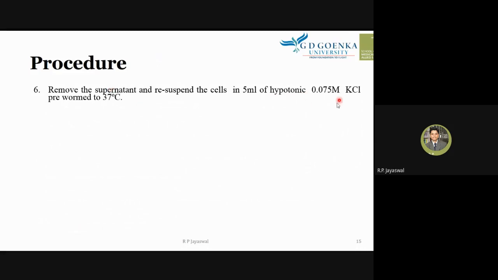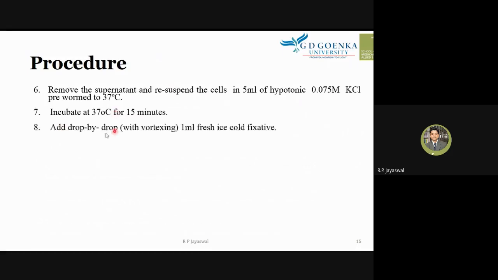So this is the potassium chloride pre-warmed at 37. This should be warmed at 37 degrees Celsius first. Then we can take 5 ml of this solution and resuspend the pellet we got after centrifugation. And then we can incubate again for 50 minutes, and then add drop by drop 1 ml of fresh ice cold fixative.